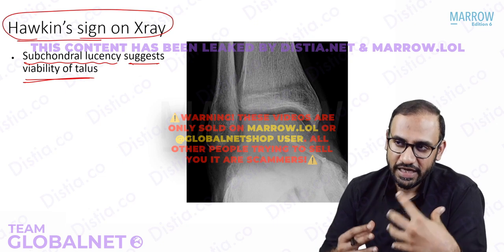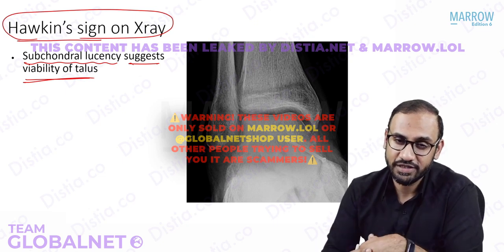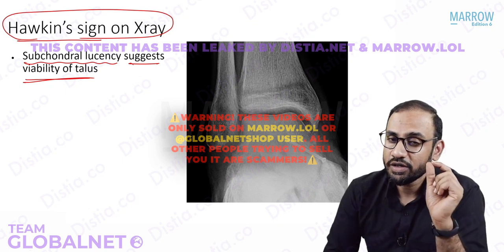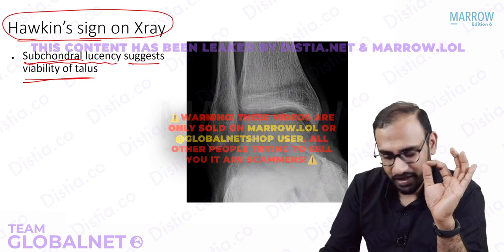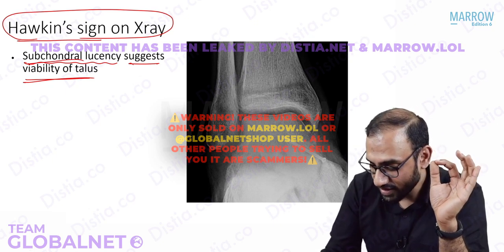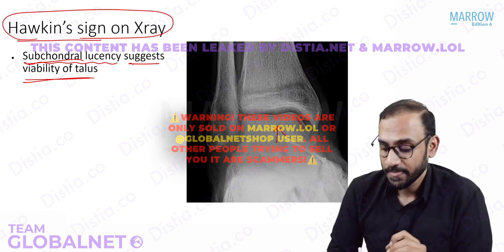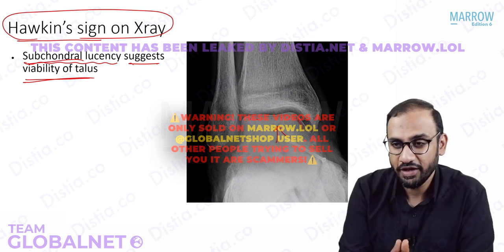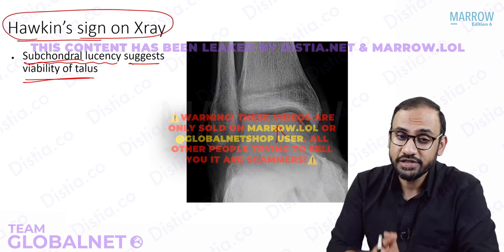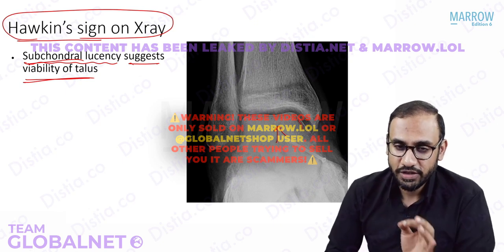So whenever there was a talus fracture, they used to put a patient on follow-up. They would get repeated X-rays of the talus done to look for subchondral lucency. This lucency under the cartilage suggests that this talus is viable. Viable means alive. If it becomes dense, it means it would have died. So what is Hawkins sign? Hawkins sign is a good sign suggesting viability of the talus. What does it show? Subchondral lucency.